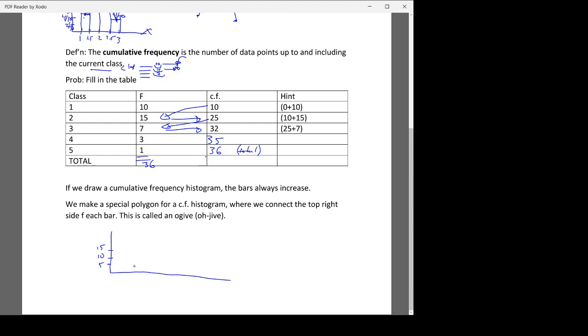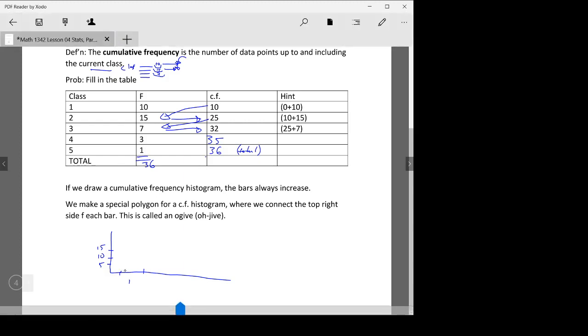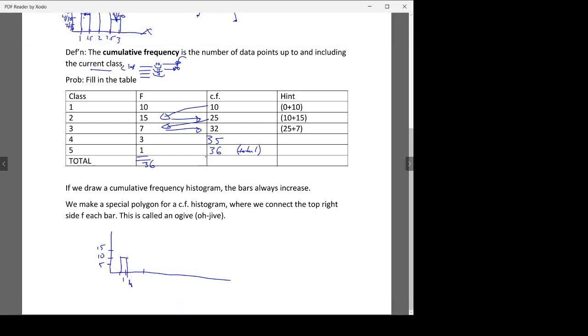And then the first class, we don't know how wide it is. I'll just draw something. We have 10. Maybe I'll draw it a little narrower. Our first class is real narrow. We have 10. And then we have 15. I'm sorry, 25. Let me try again. So we have up to 36: 5, 10, 15, 20, 25, 30, 35, and 36.